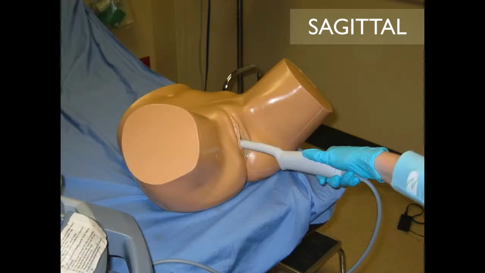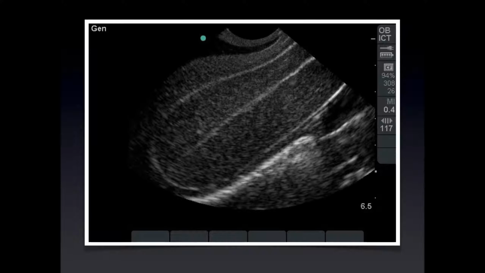Therefore, it's easy to keep track of where your transducer indicator is pointing as long as you know where your thumb is pointing. So for sagittal images, our thumb will be pointing up, transducer indicator up, and by that I mean towards the anterior aspect of the patient. These are the images that result.